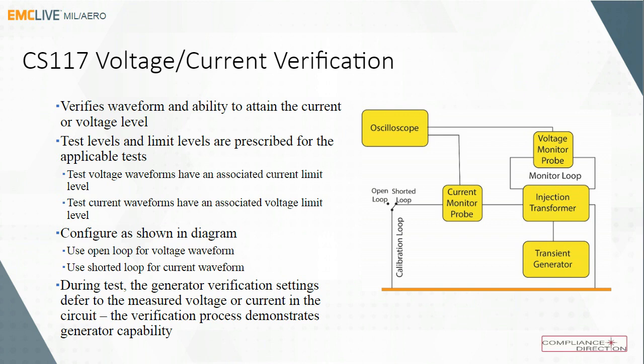So if I don't get to the test level, I can default to the limit level. The waveform verifications and settings use the configuration as shown here. We use an open loop configuration to validate the voltage waveform, in order to limit how much current is flowing, and use a shorted loop for the current waveform, so we can determine what's the worst case element there. During the test, the generator settings defer to the measured voltage in the circuit. The verification process simply demonstrates the generator capability to produce a proper waveform.